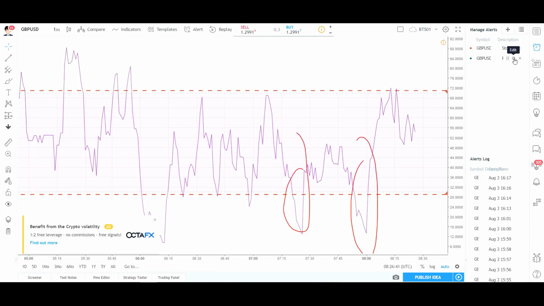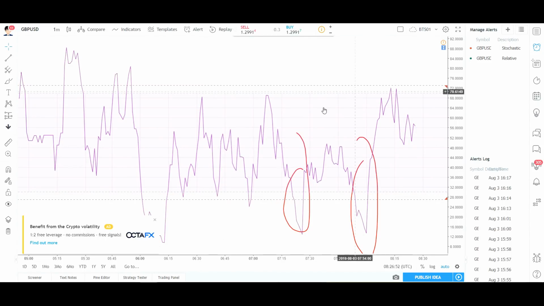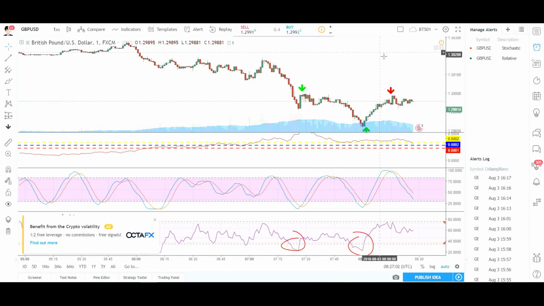Under the alert settings I will have to change the upper boundary to 73, or you can choose 75. I put 27, or you can put 20, 25 or 26. It's up to you. I would say the further the cross is from the 70-30 channel, the better winning chance for us. Okay, so let's wait for the next setup for more demonstration coming after this.